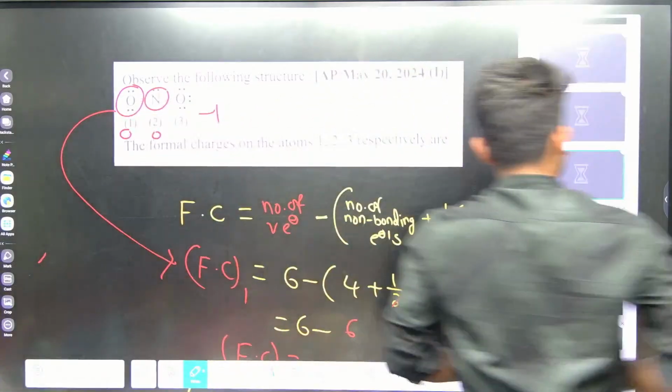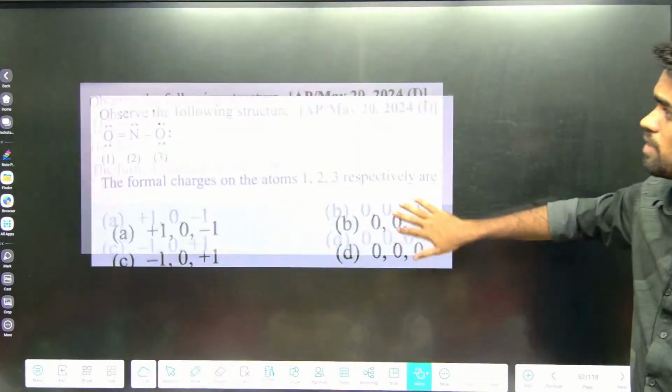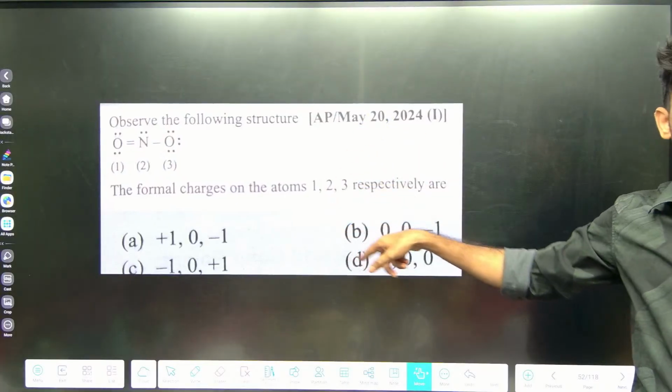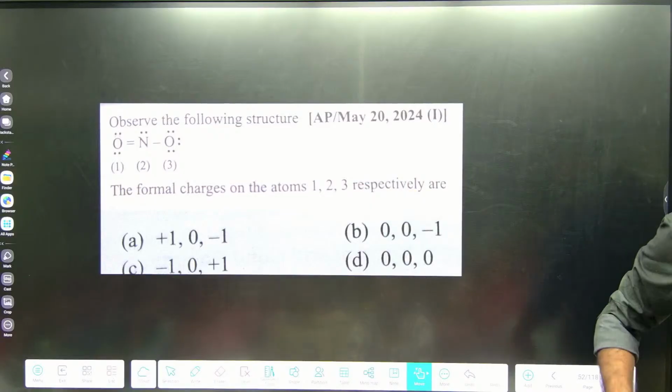So like this, you have questions in the final exam. They will give the question and mention the formal charges on 1, 2, 3. So what is the formula to calculate that?